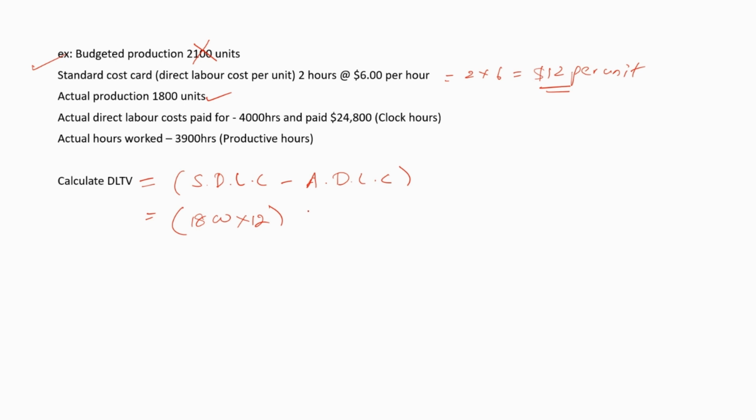What is the actual direct labor cost? It is the actual cost paid for the clock hours, which is this value. The variance is equal to negative $3,200, which means $3,200 adverse. This is because the standard direct labor cost is lower than the actual direct labor cost.